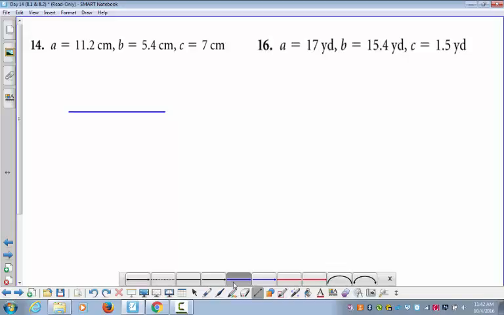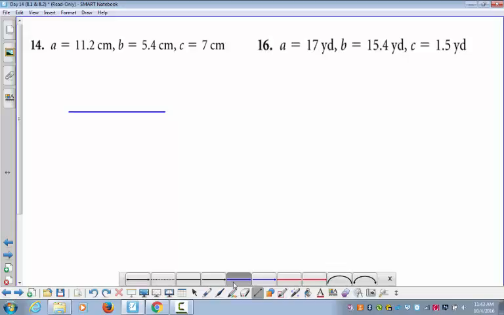So who knows what the rule is for three numbers to be a triangle? If you just pick three numbers at random, there's a condition that has to be met. Exactly. The sum of any two sides has to be greater than the third. So if you had 1, 5, 10, that won't form a triangle, because 1 plus 5 is 6. It's not big enough. They call that the triangle inequality. The sum of any two has to be bigger than the third, and if that's true, then it's definitely a triangle. So the sum of those two is bigger than 7, the sum of those two is bigger than 11, the sum of those two is bigger than 5.4, so this definitely will be a triangle.